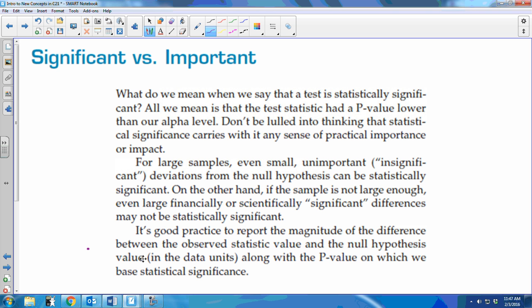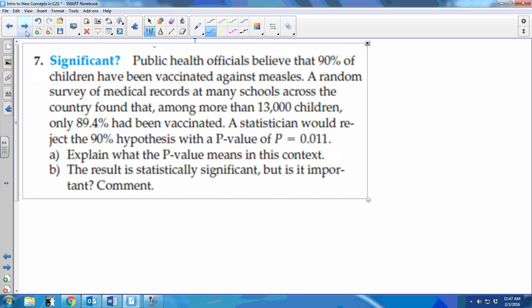And then sometimes you have to go back and think about whether that's important in the context. Would you really make a change because of this result or not? Just because you rejected doesn't mean you have to do anything, right? So here's why I'm saying this is a big deal.